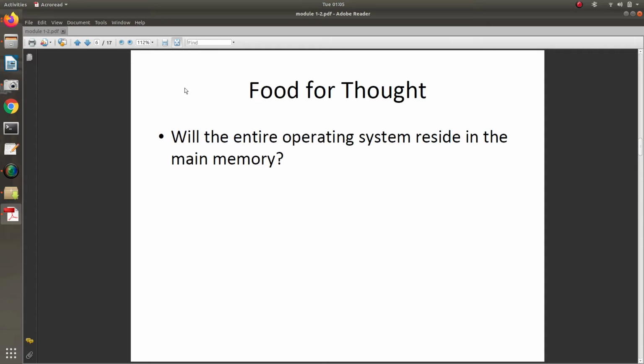Now moving on, I have a question for you. Will an entire operating system reside in the main memory? That is, first, as I already said, the operating system is initially present in any one of the bootable devices. So my question to you is, will the entire operating system be brought into the main memory from the bootable device? Please do answer in the comment section, and after a few days I'll give you the answer.